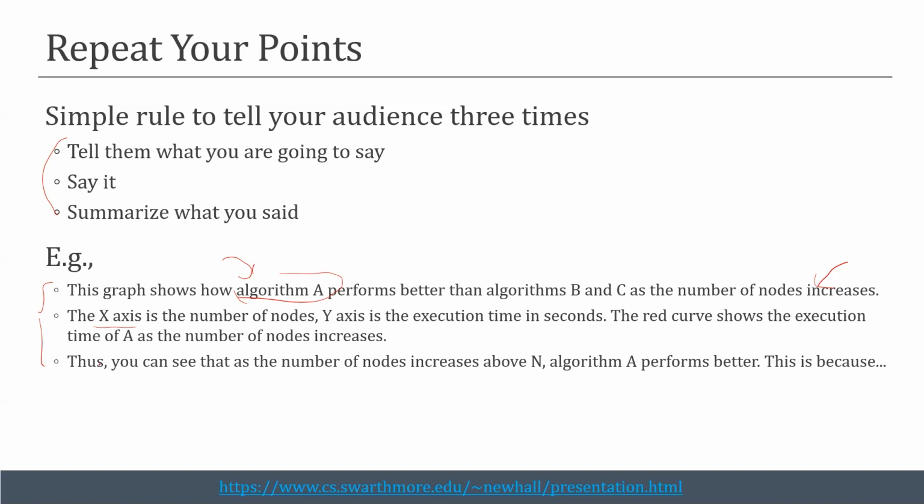And then finally, you can summarize what you mentioned. Hence, you can see that as the number of nodes increases above n, algorithm A performs better. This is because blah, blah, blah. Now, people focus on a specific approach, which is algorithm A in this case. Then by looking at the figure, now they understand why algorithm A is better than algorithm B and C, right? Because blah, blah, blah.